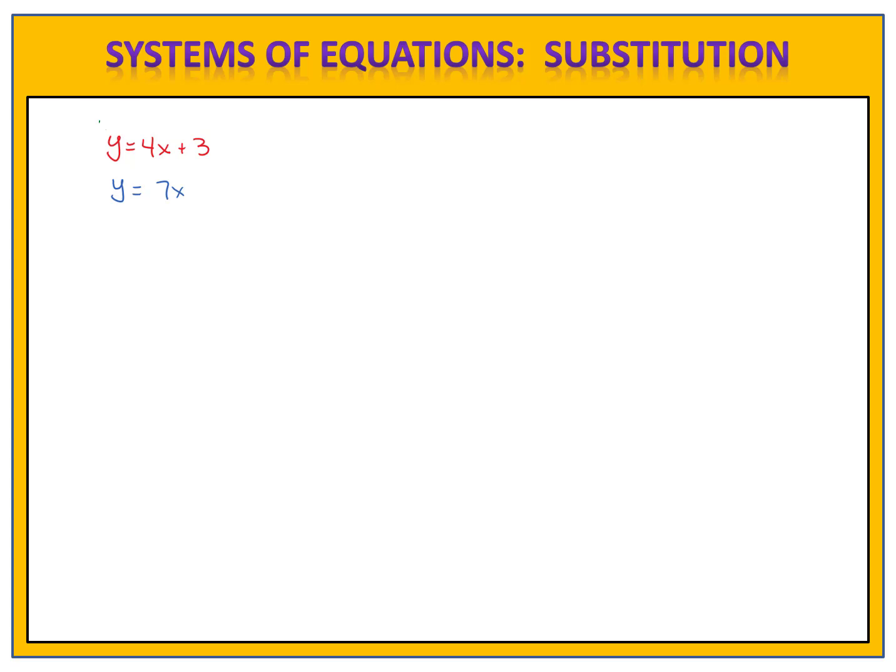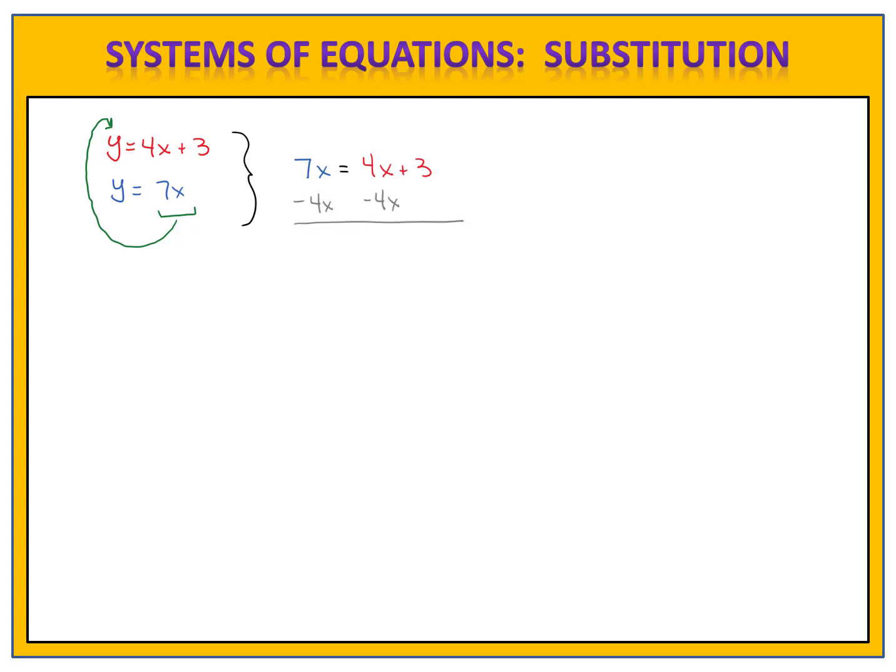Let's see how you did. We can use substitution because we have at least one equation with x equals or y equals. In this case, both equations are y equals. The second equation tells us that y is the same as 7x. So we can go to the first equation and replace the y with 7x. That gives us the equation 7x equals 4x plus 3.